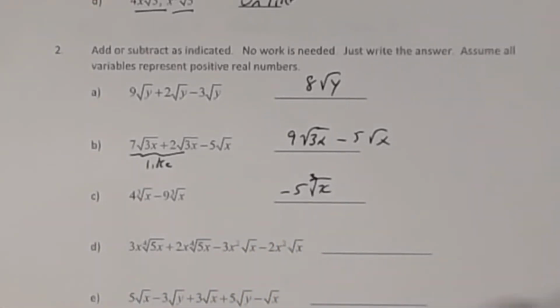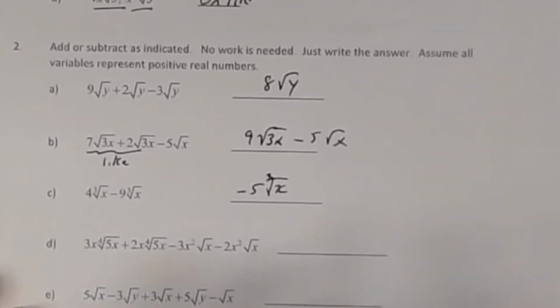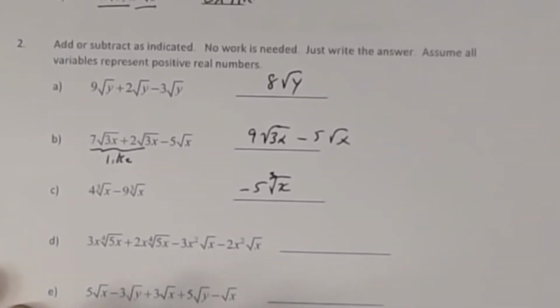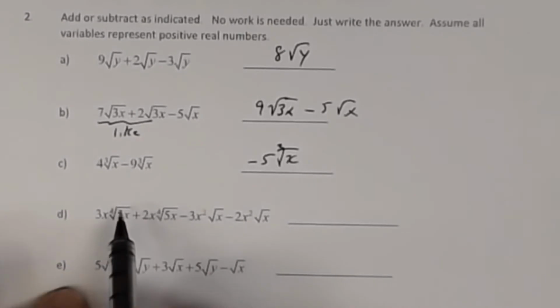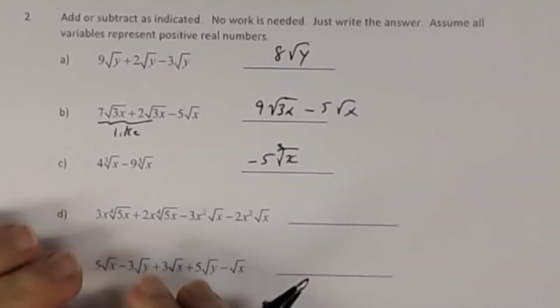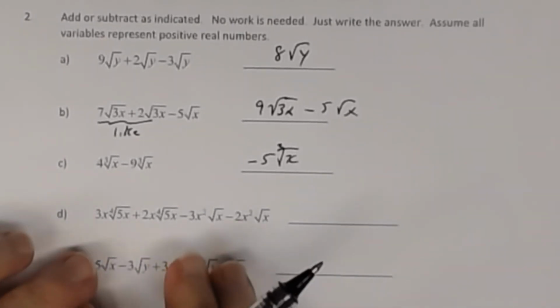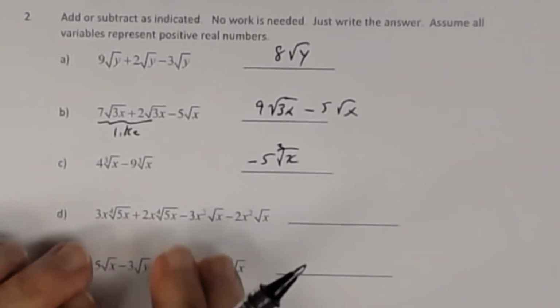Letter D. Now be careful, letter D. There are 1, 2, 3, 4 terms, so you have to look at them carefully. Notice that there are radicals and there are also variables outside the radicals.